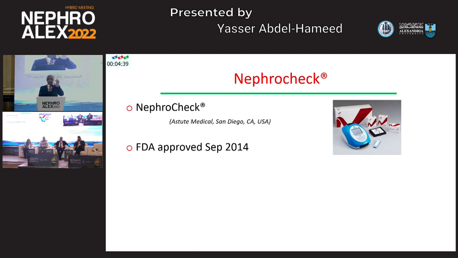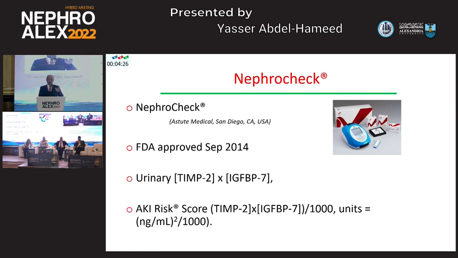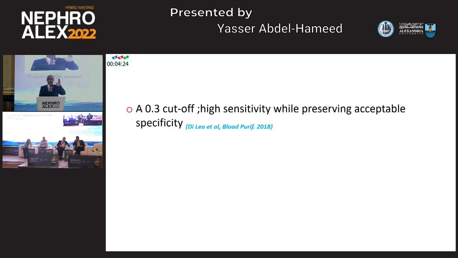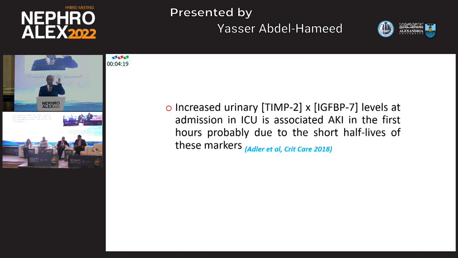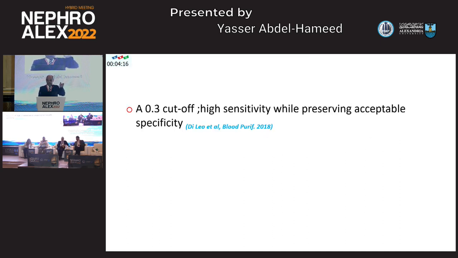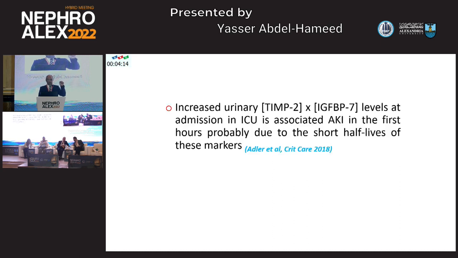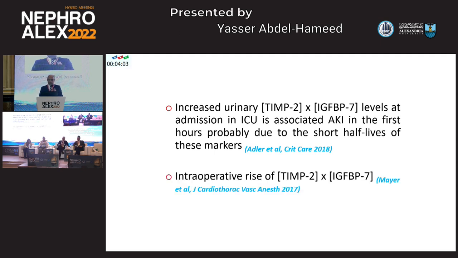This was the principle of NephroCheck. In this apparatus, if approved, we study in urine TIMP-2 and IGF binding protein 7, and this is the equation to calculate the results. A 0.3 cutoff with high sensitivity: more than 0.3, the patient is at high risk, while lower than 0.3 is a lower risk of acute kidney injury. This study applied the level at admission to ICU in associated kidney injury in the first hour, probably due to the short half-life of these markers.